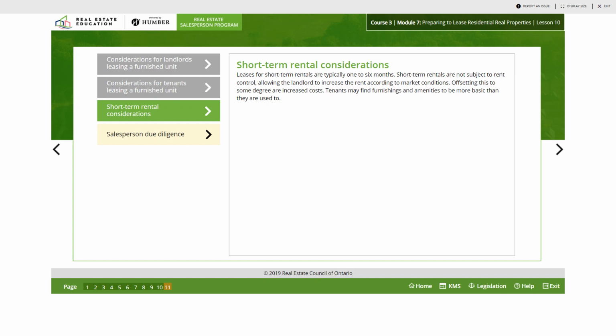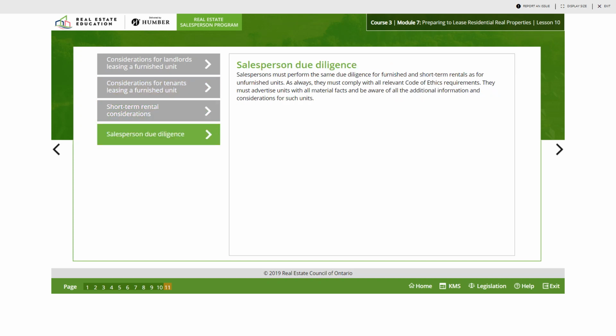And then a short-term rental consideration. Leases for short-term rentals are typically 1 to 6 months. Short-term rentals are not subject to rent control, allowing the landlord to increase the rent according to market conditions. Offsetting this to some degree are increased costs. Tenants may find furnishings and amenities to be more basic than they are used to.